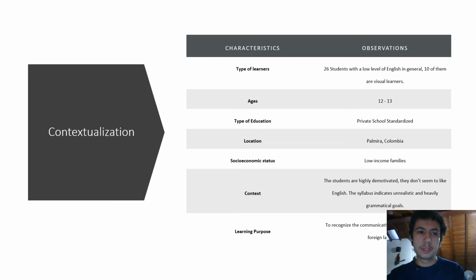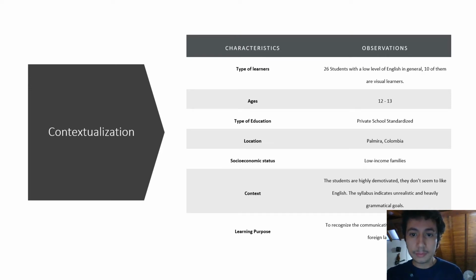All right, so the contextualization. Here I have the characteristics and some of the observations or the values that I want to emphasize from this population. Type of learners: 26 students with a low level of English in general, 10 of them are visual learners. Ages 12 to 13. Type of education: private school, standardized. Location: Palmira, Colombia. Socioeconomic status: low-income families.